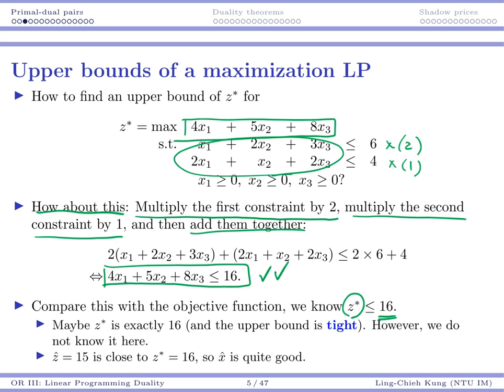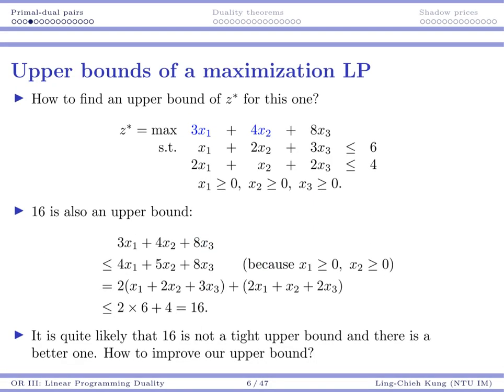Okay? We don't know whether z star is really 16. If z star is really 16, we would say the upper bound is tight, where tight means it exactly indicates the objective value. We don't know whether it is true, but at least we know, well, z hat 15 somewhat is close to z star, which is 16. So probably we would say, x hat is good, or at least we have some quantification about the gap. That would be nice.